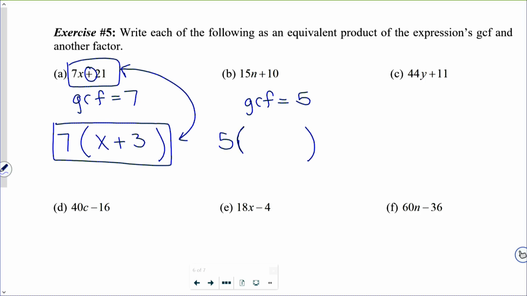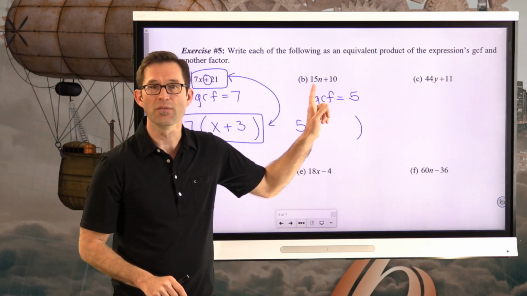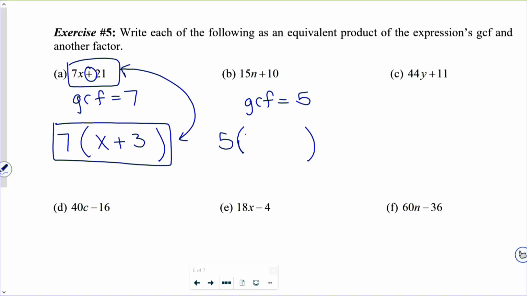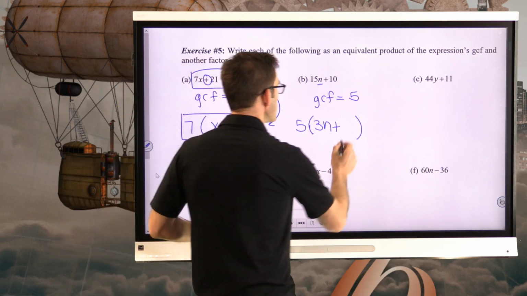So now I'm going to write that down. I'm going to then immediately put parentheses afterwards, and I'm going to think about what has to go in those parentheses. Well, what times 5 gives me 15? That's going to be 3, right? And then I've got to have an n, otherwise there would be no n in my final answer. Now I have plus. Now I'm going to think about what I have to multiply 5 by to get 10, and that's going to be 2.